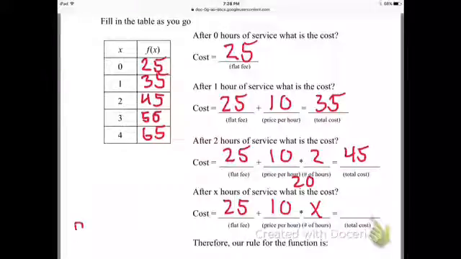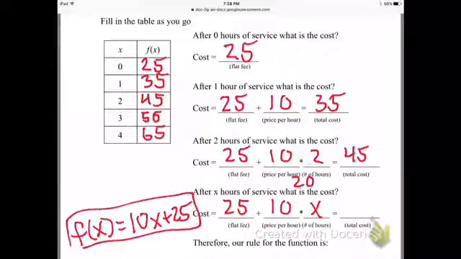So we're going to have f of x equals 10x plus 25. So we know for any number of hours, we just multiply that by 10 and then we add 25. So this right here is our rule. So I hope maybe walking through after 0, 1, 2 hours can help you see how we can develop that rule. So that's a useful trick to learn, is using a table to help you write the rule.